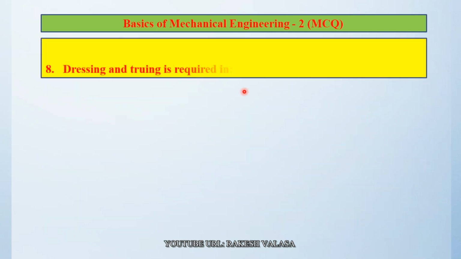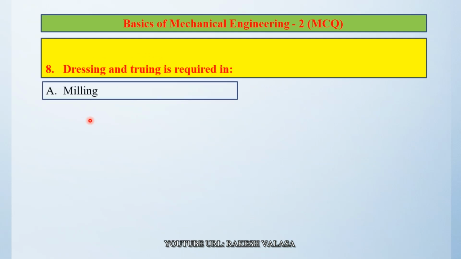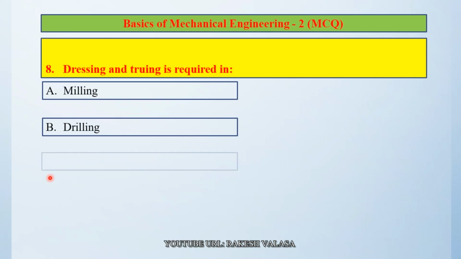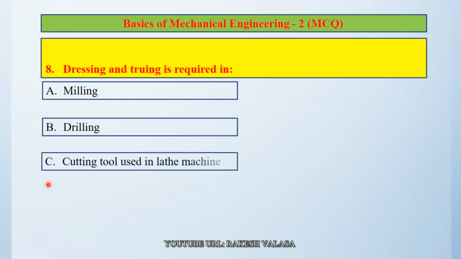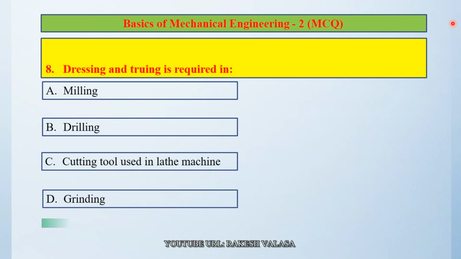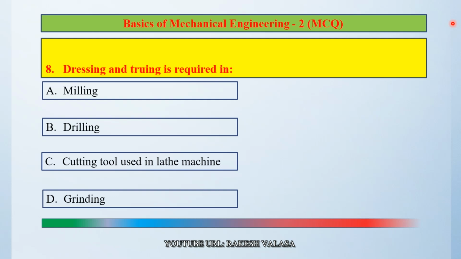Question number 8. Dressing and truing is required in option A, milling; option B, drilling; option C, cutting tool used in lathe machine; option D, grinding. The correct answer is option D, grinding.